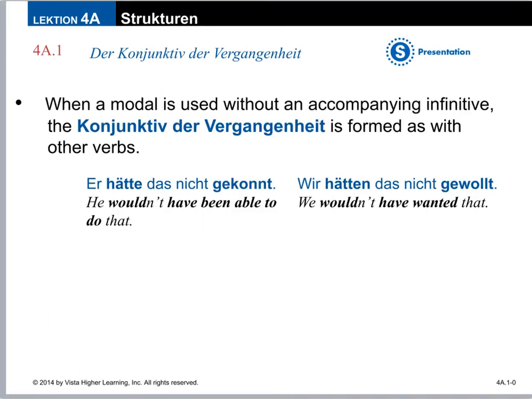If you have a sentence that uses a modal and there's not an extra verb in the sentence that you would use as an infinitive, then the Konjunktiv der Vergangenheit is formed just as with other verbs. So the rule remains, though, that you always use a form of hätte with modal verbs. So hätte gekonnt, and there's a nicht here, so would not have, können is to be able to, would not have been able to. Hätten gewollt. And there's a nicht again, so wouldn't have, there's our hypothetical, would not have, and then gewollt, wanted.